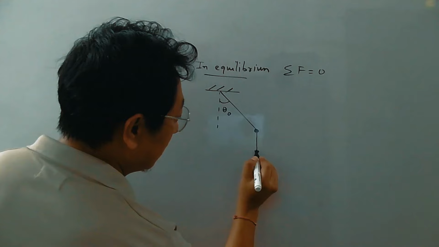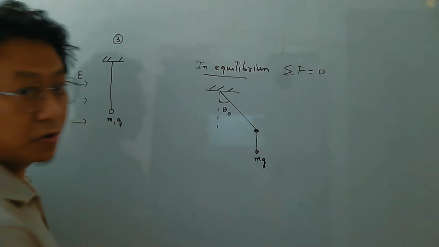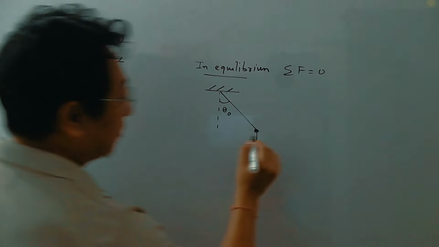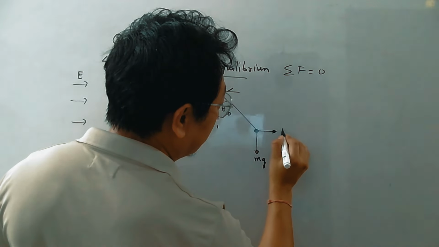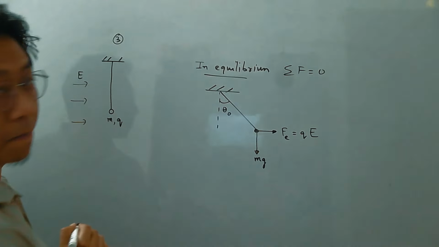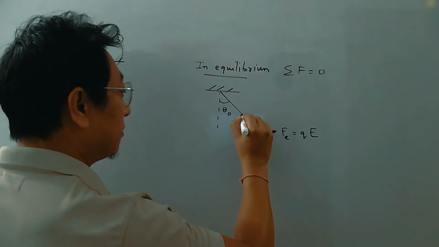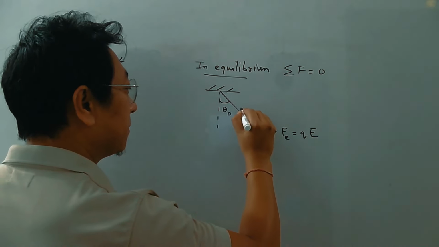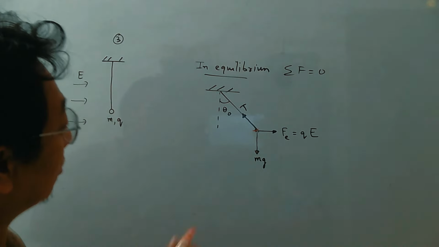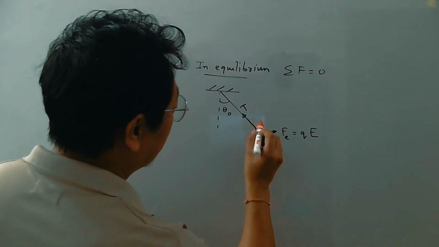There will obviously be gravitational force mg, and because of electric field E, this charge will feel an electrostatic force Fe, which equals Q into E. Then there will be a tension force T along the string, away from the body, right? Now tension is at an angle, so let us take components of tension.